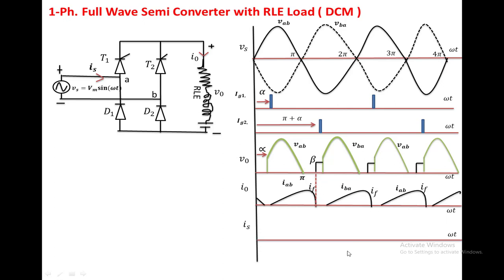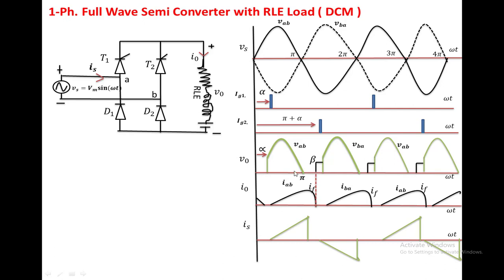If you draw the source current waveform from alpha to pi, this load current is supplied by the source, that is positive. So draw it in the positive. When freewheeling action takes place, the source is not supplying any current, so the source current becomes 0. In this duration also the source is not supplying any current. Again from this point to this point, the source is supplying a current through T2 and D1, but it is negative. You take the same waveform in the negative. Again from this point to this point, the source is not supplying any current. Complete the waveform.